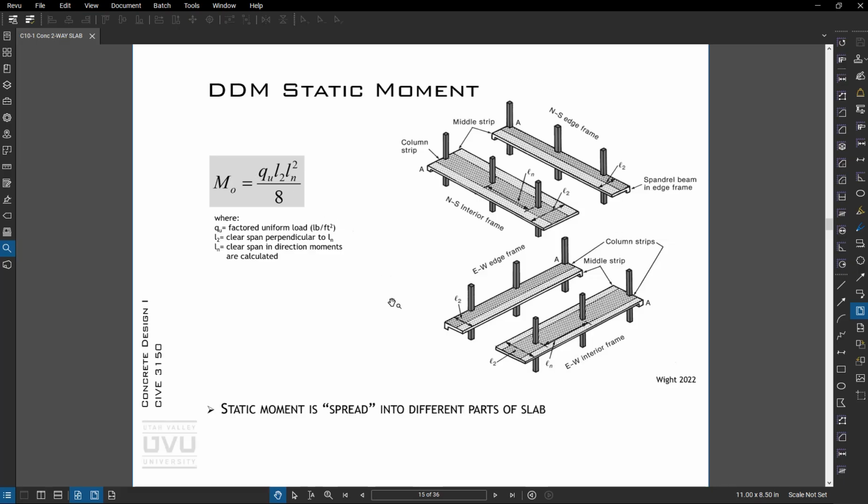Once we have that static moment, we're going to spread that into both a column strip and a middle strip, and then also positive and negative moments. So first we take this moment, split it into positive and negative moments, and then apply that into what's called a column strip, which gets more moment, and a middle strip.